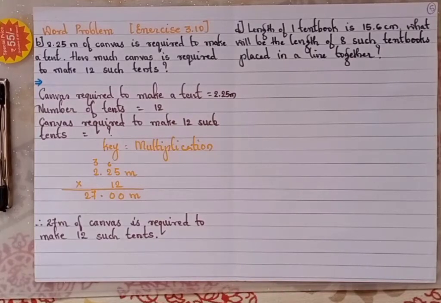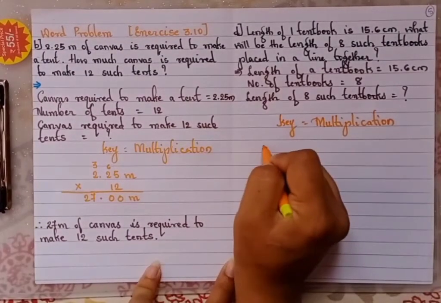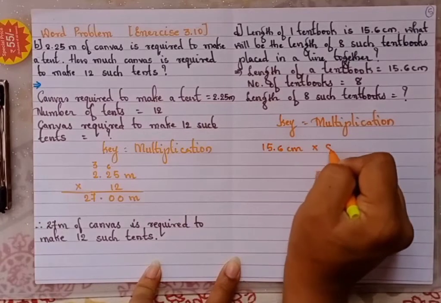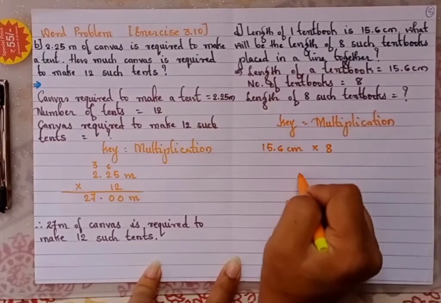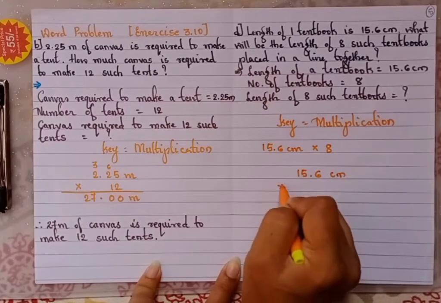Length of a textbook equals 15.6 centimeter. Number of textbooks equals 8. Length of 8 such textbooks equals question mark. Key: multiplication. Now let's multiply 15.6 centimeter by 8. So let's do that. 15.6 centimeter multiplied by 8.